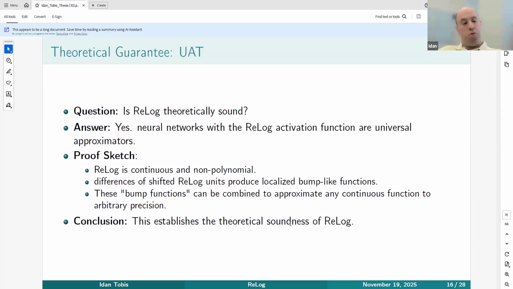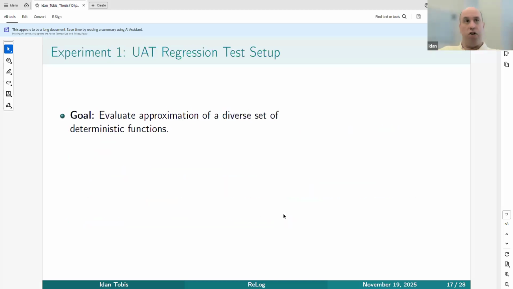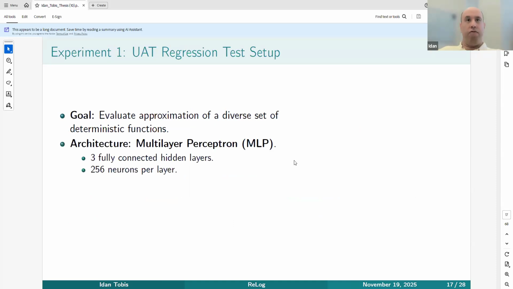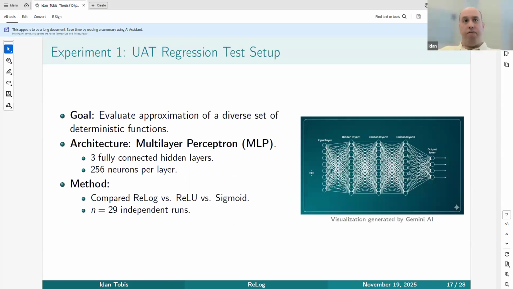So again, this is just a sketch, but this establishes at least the theoretical soundness of ReLog as an activation function. But theory aside, let's try to do some experiments. The first experiments we did, we tried to evaluate the approximation of a diverse set of deterministic functions. And we did that with a very simple multi-layer perceptron, or MLP, with 3 fully connected hidden layers and 256 neurons per layer.